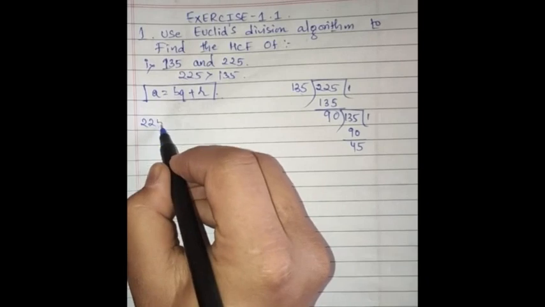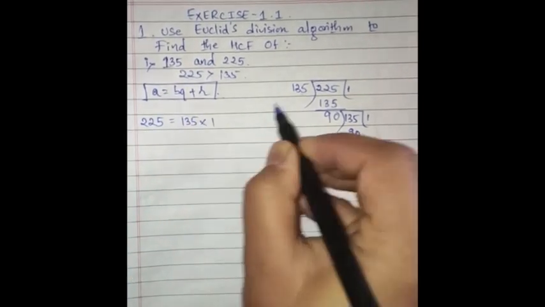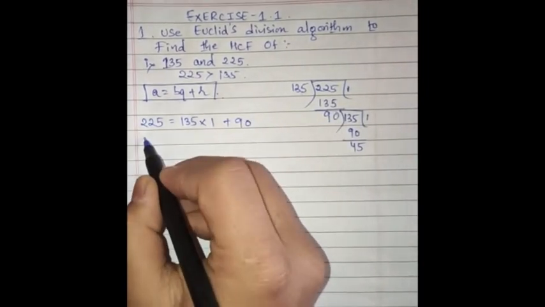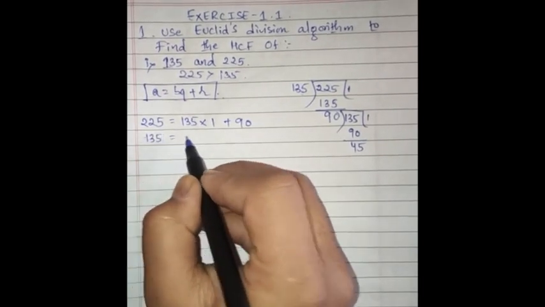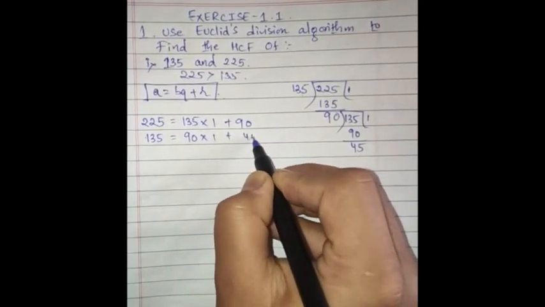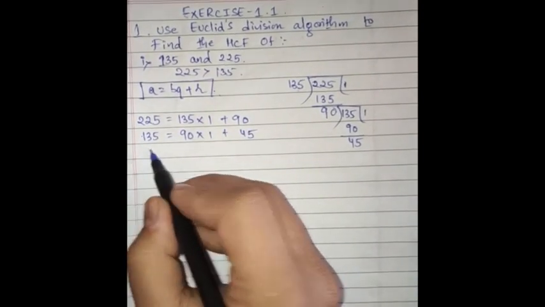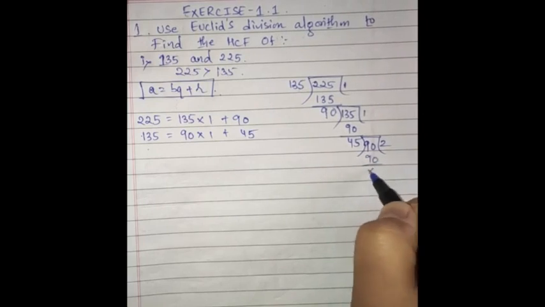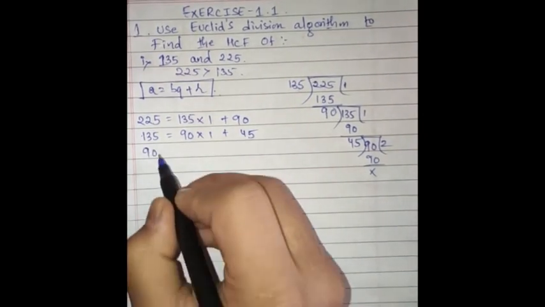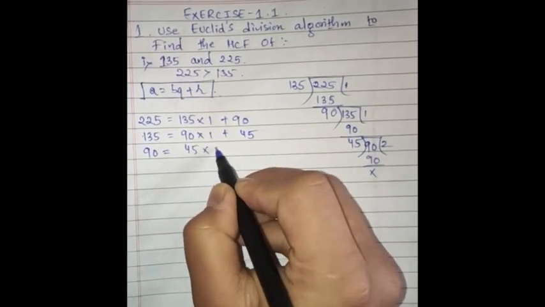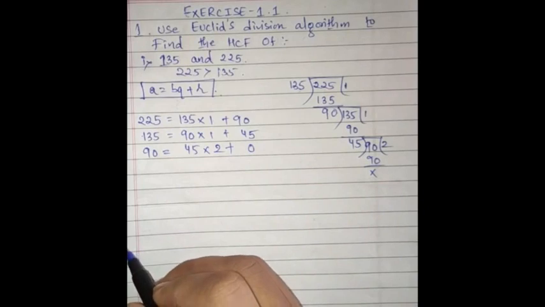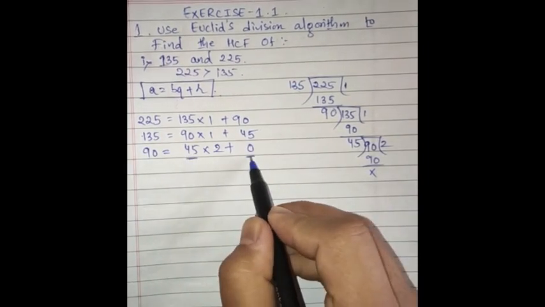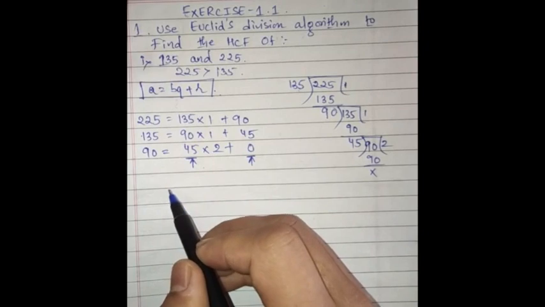First of all, the first step was 225 equals 135 into 1, that is b into q, plus r, which was our 90, isn't it? So in our second step, 135 became our dividend and then 90 into 1 plus 45, isn't it? Similarly, now 45 will become our divisor and 90 will become our dividend. 45 into 2 is 90. So our 90 is the dividend a, b is our 45, q is our 2, plus 0. As I mentioned, in whichever step the remainder is 0, the divisor in that step is what we will consider as the HCF.